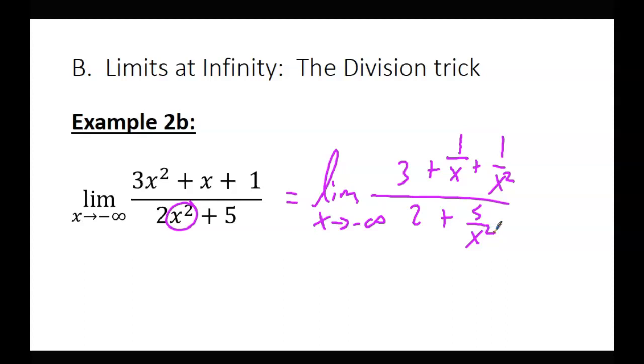So now, I want you guys to do the next step. I want you to do the direct substitution. Plug in your infinity to each term with an x. And you guys know what happens when you plug in infinity to 1 over x to a power? Okay, so go ahead and do that and see if you get the final answer.